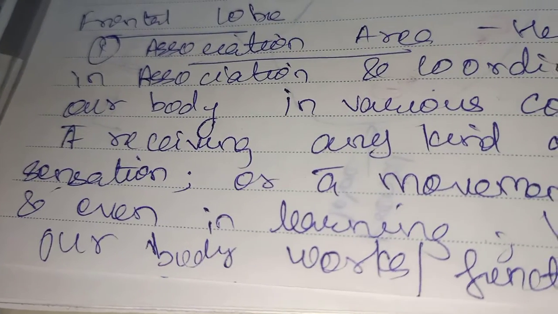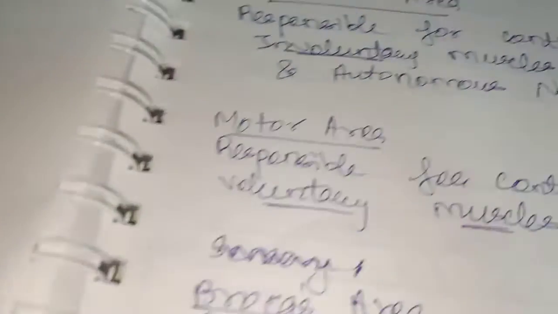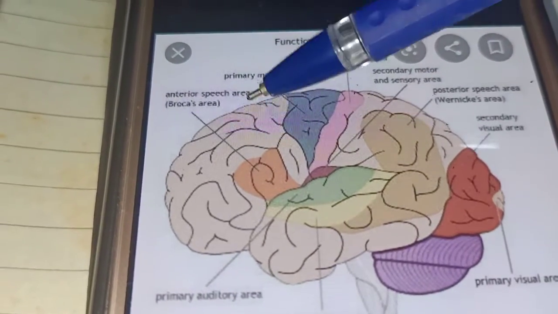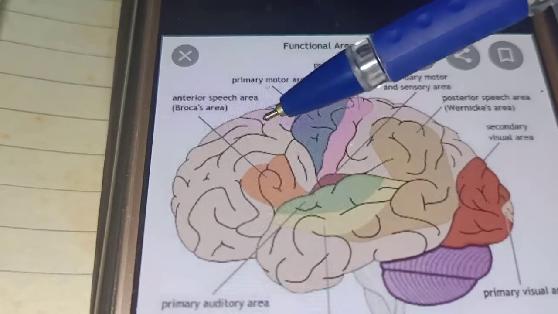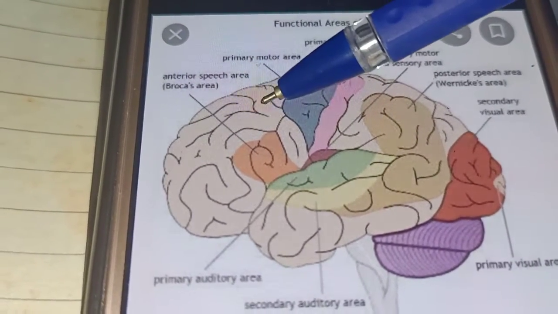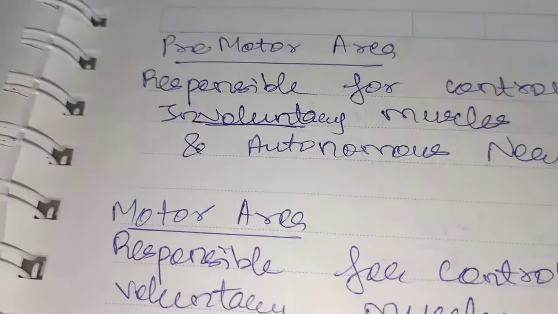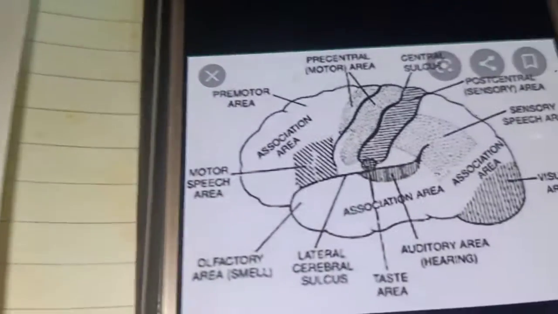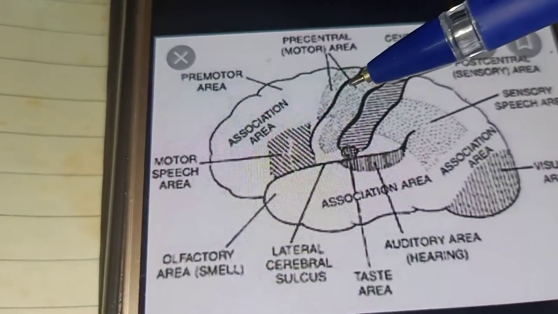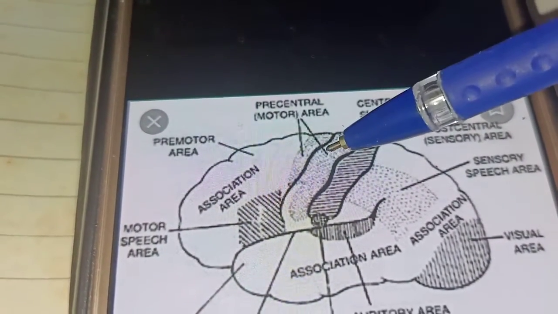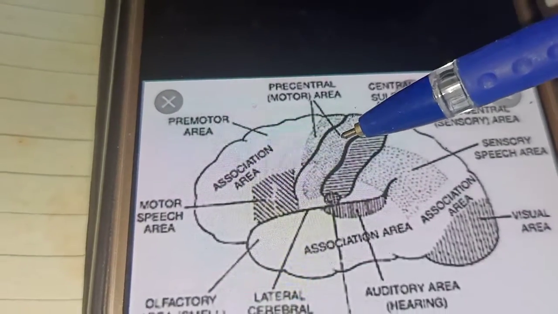Okay, next is the premotor area. So this is the primary motor area and here is the premotor area. This premotor area is required for involuntary muscles. Then there is the primary motor area, which is for controlling voluntary muscles.